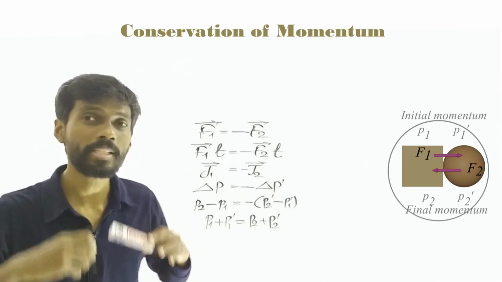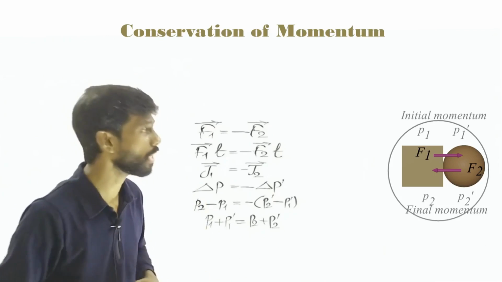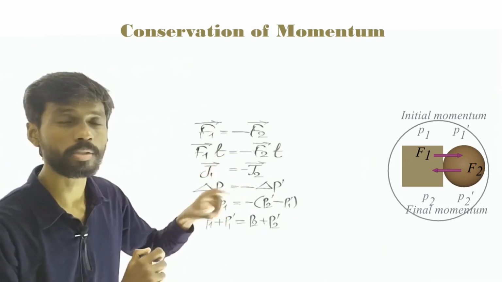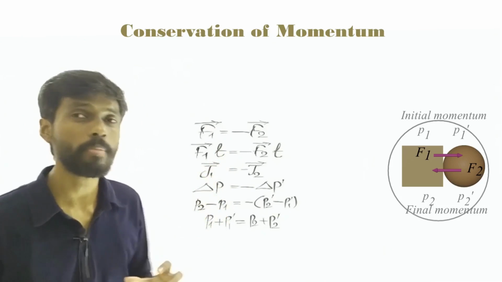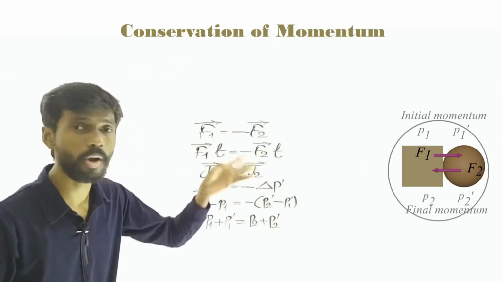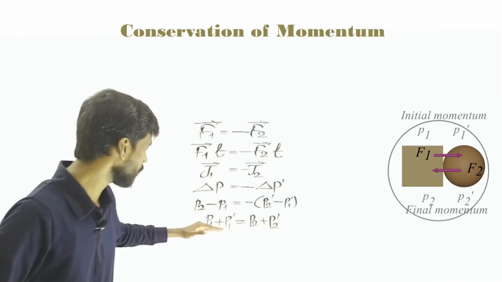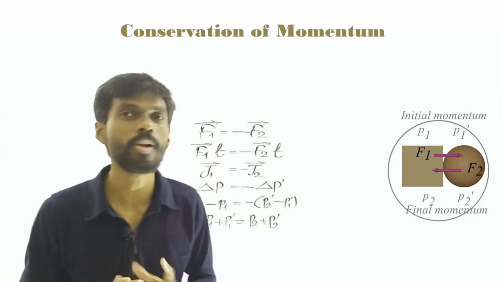So the momentum is conserved for an isolated system because no external forces act on this system. Only internal forces, no external forces, that means the momentum of the whole system, not for the individual object. The whole system has a constant momentum. Do you understand? So that is what this idea is, the conservation of momentum. Is that okay?